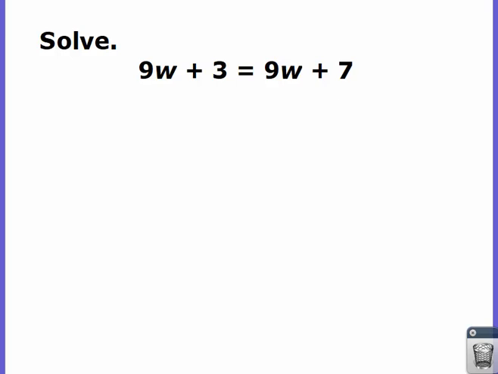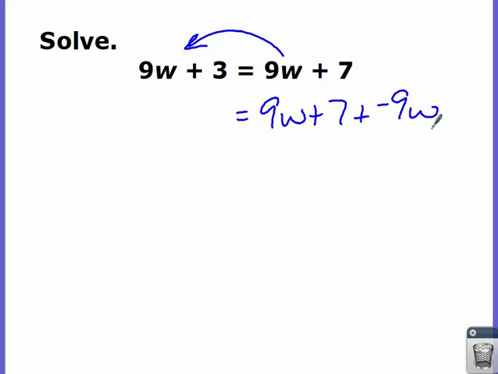Step number 1, let's get our letters together on one side. So I'm going to take this 9w and I'm going to move it over to the left-hand side. So I start with the 9w plus 7 plus our negative 9w. That's what I add to this problem in order to move this 9w to the other side. So then I write 9w plus 3 plus negative 9w.